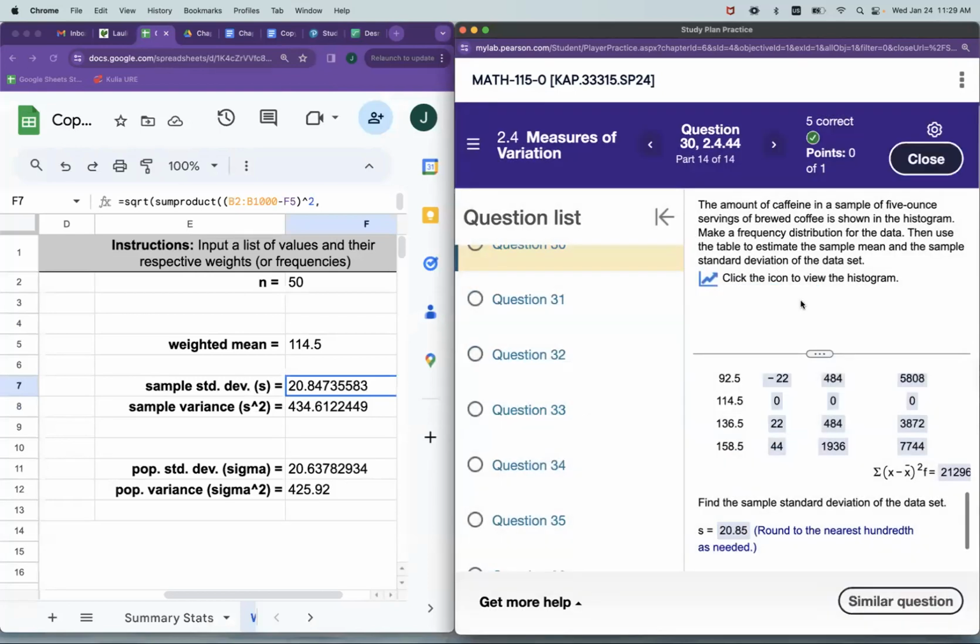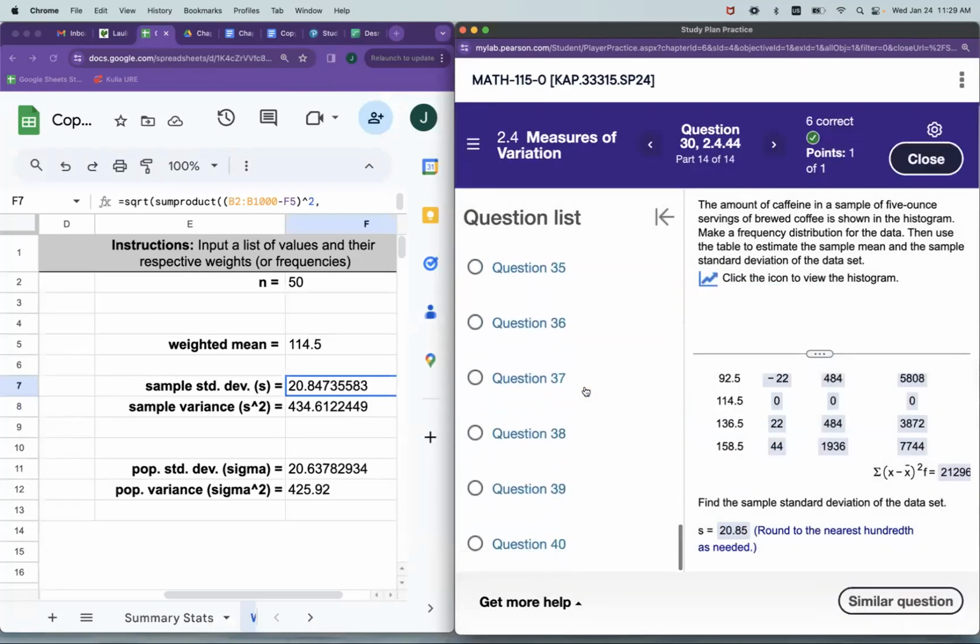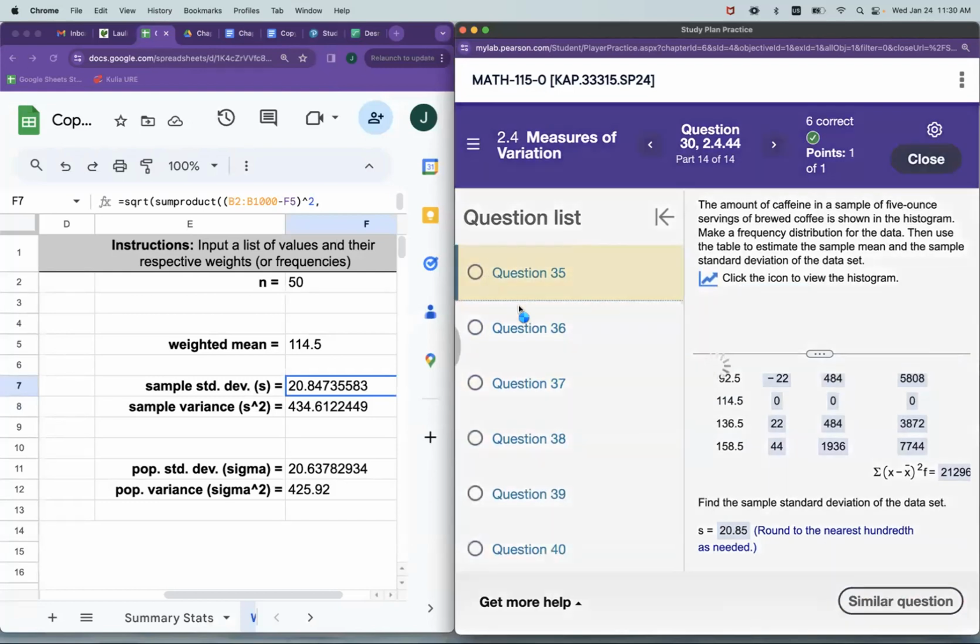All right. And we feel so accomplished. Now there are 2 more questions. Let's take a peek. If it's another long one like that, I'm not going to do it. We'll do something different.